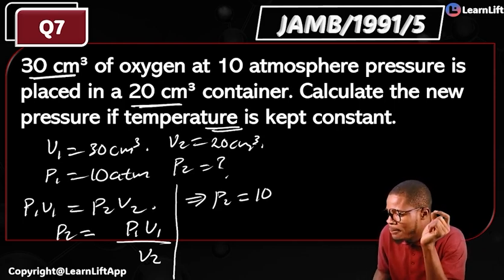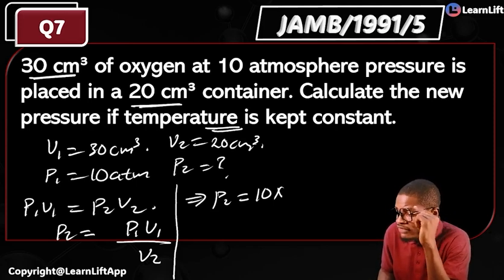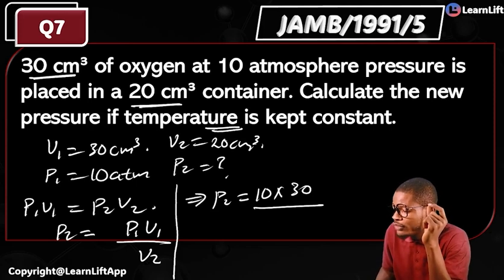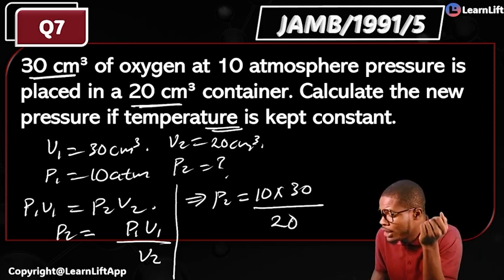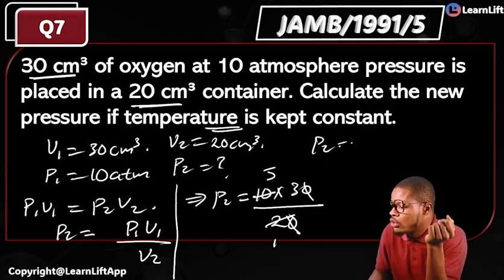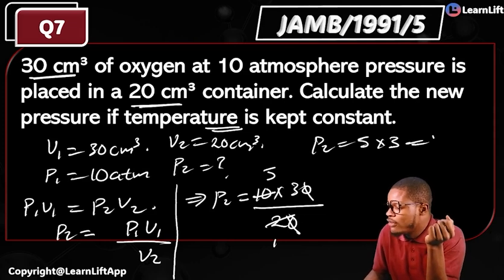P1 is 10 multiplied by your V1. What's the value of V1 from the question? 30 divided by your V2. What's your V2? 20. So if this guy comes and cancels this guy, 2 here, 1, 2 into 10, how many? 5. 5 times 3. So your P2 is equal to 5 times 3, and that will give you 15.